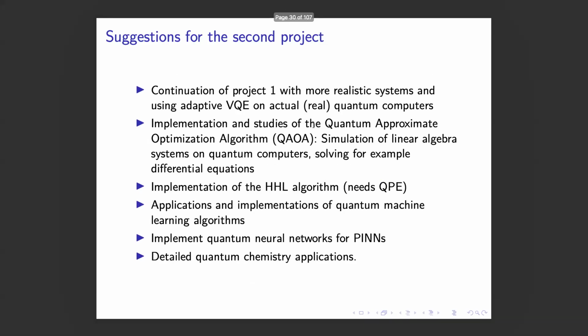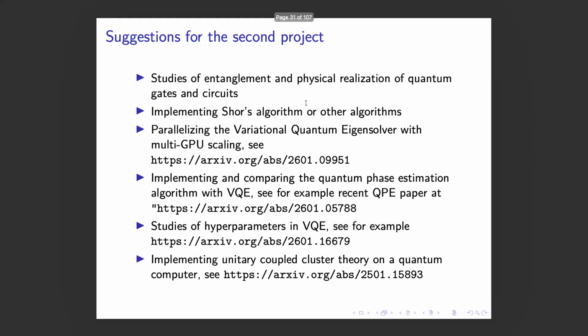But for those of you who are interested in continuing along the path of Project One, a pretty obvious one is adaptive VQE. And the other one is to implement and compare the quantum phase estimation with the VQE.